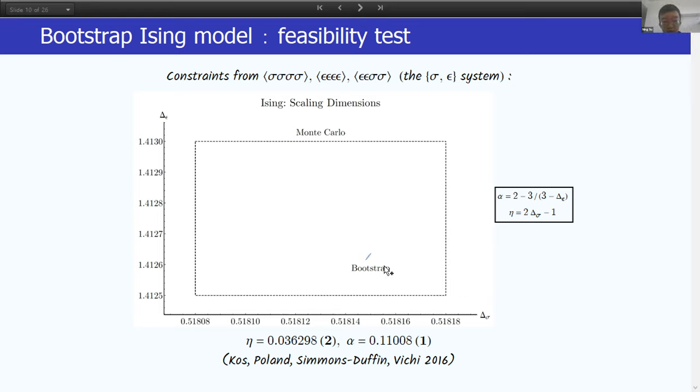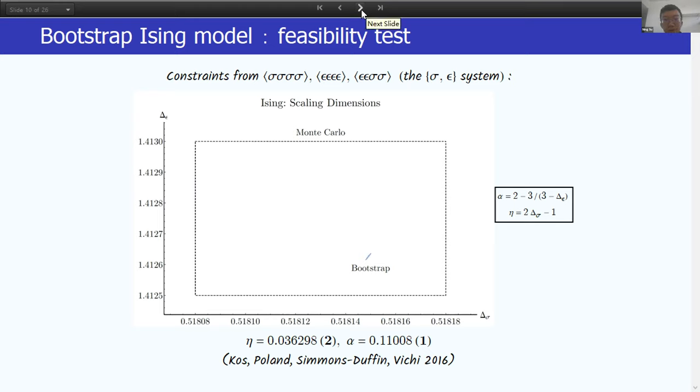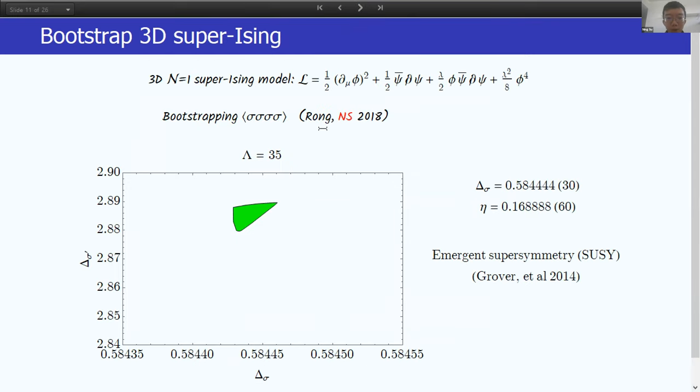Okay. So this is by far the most precise result for the 3D Ising model. And it was done in 2016 by those authors. Now, this is a successful story for the Ising model. Can we do it for more CFTs? Yes, we can. So this is my work with my collaborator, Junchen Rong.